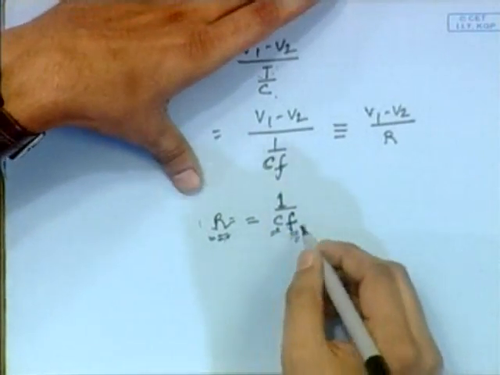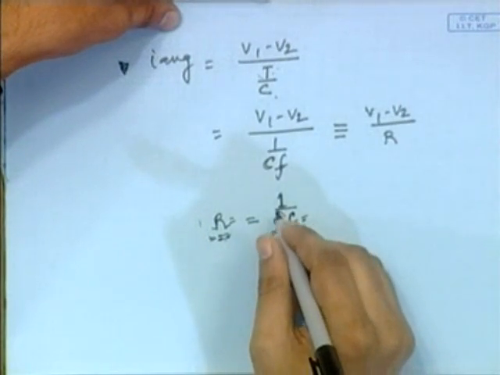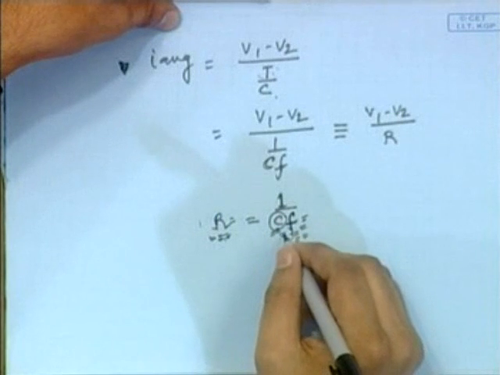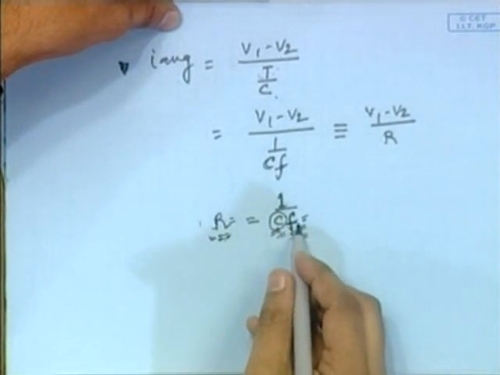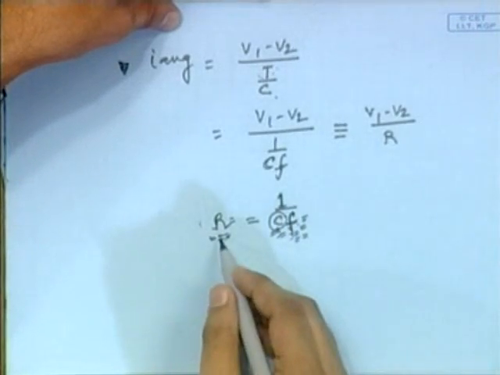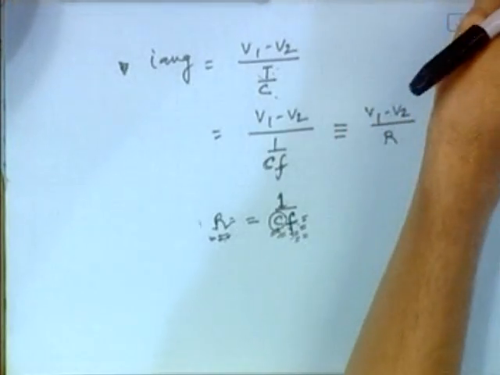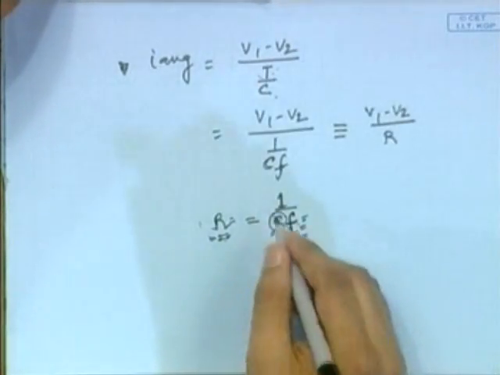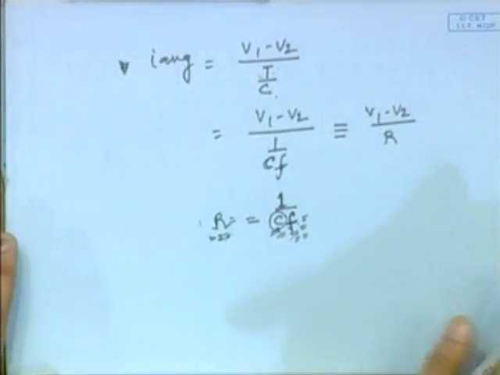At the same time, we can say that if we keep this frequency constant, just by changing the value of the capacitor also, we can have a different value of R, whatever we need. Now this is the basic concept of switched capacitor circuits.